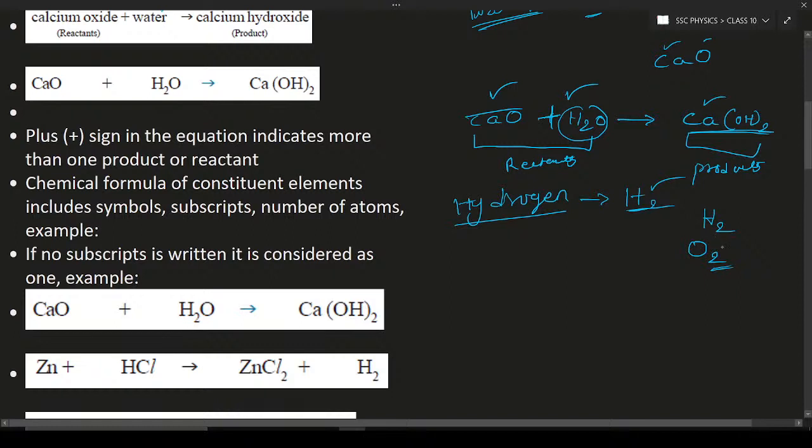And number of atoms means how many atoms are there. For example, if I say 2 oxygen molecules, I will write 2 before the oxygen. That is, how many oxygen molecules are there? 2 oxygen molecules are there. So this way you can write.